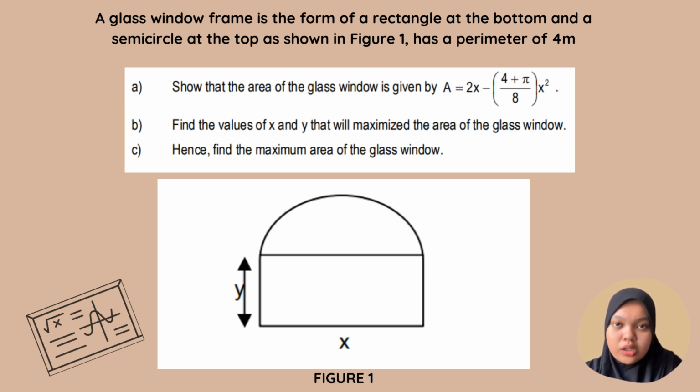For question 1, show that the area of the glass window is given by A equal to 2x minus (4 plus pi over 8) x squared. Second question, find the values of x and y that will maximize the area of the glass window. Third, hence find the maximum area of the glass window.